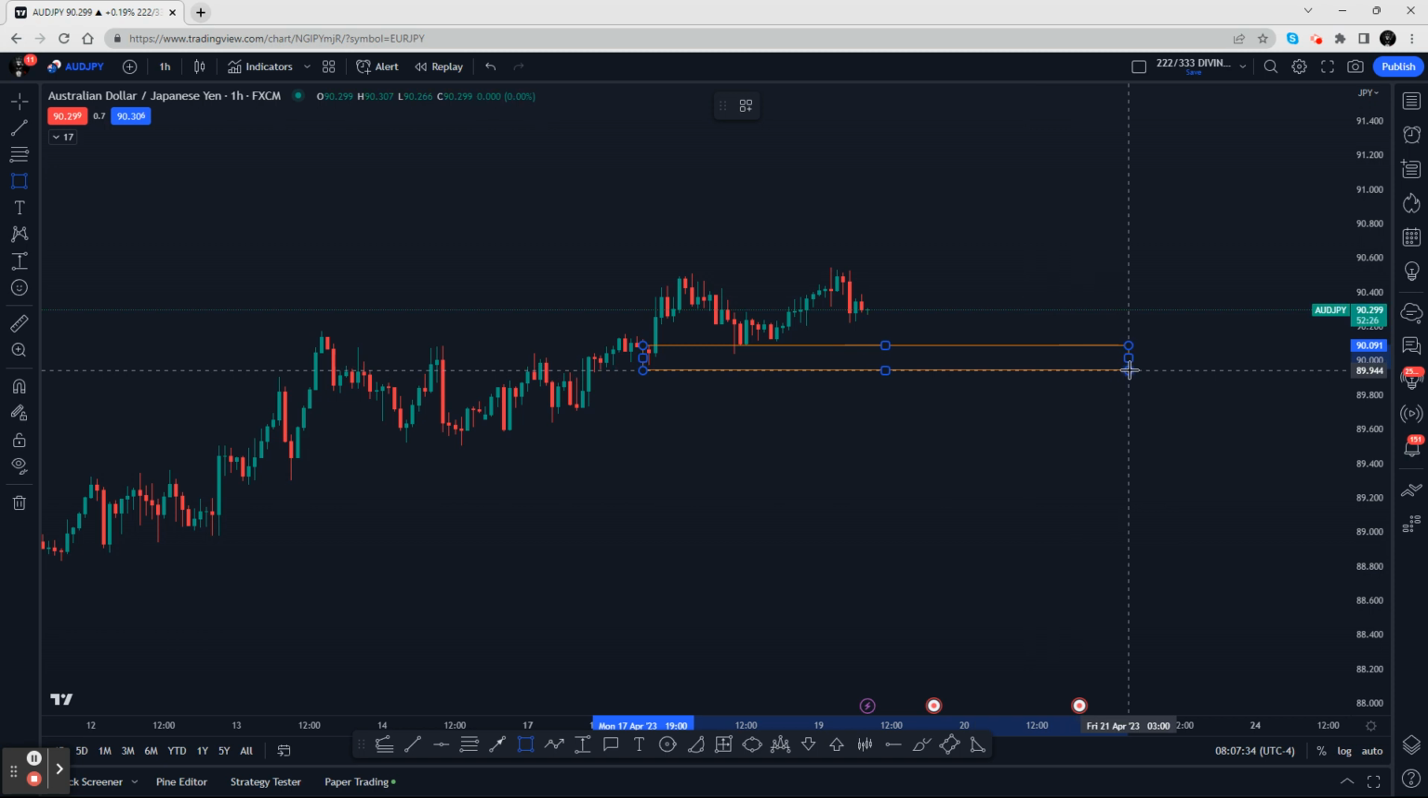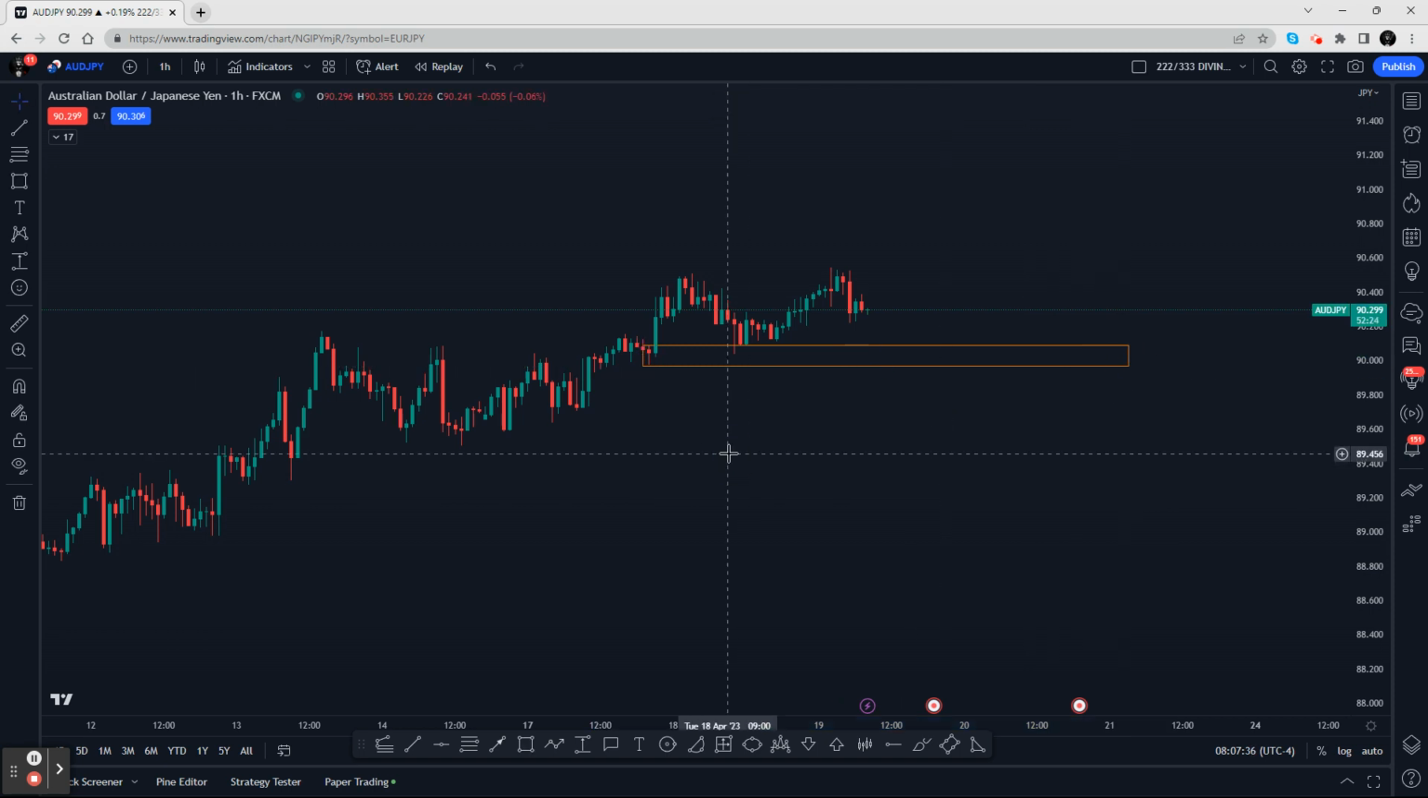So you see what I'm doing? I'm finding the last candle before price moved out of a zone. So, all right, this candle moved us out of the zone, but this was the last candle. So I take it from the high to the bottom. This becomes my demand zone.